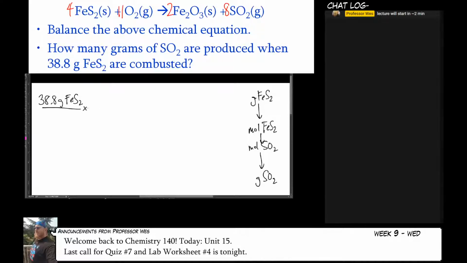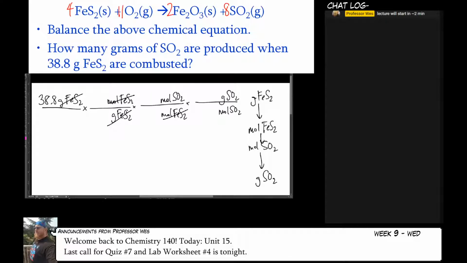So let's do that. First we'll convert grams of FeS2 into moles of FeS2, and then we'll turn moles of FeS2 to moles of SO2. And then finally, we'll turn moles of SO2 into grams of SO2. And we'll go look up those relationships on Lentech.